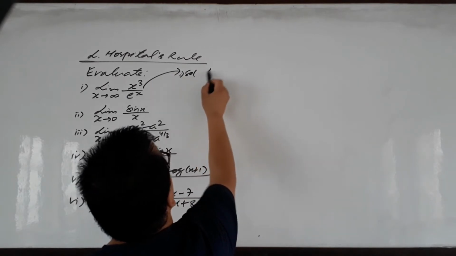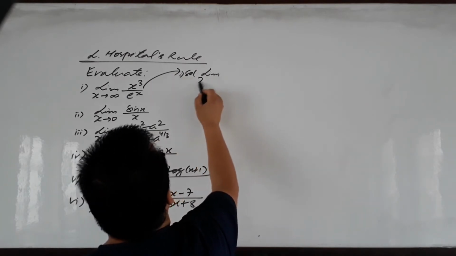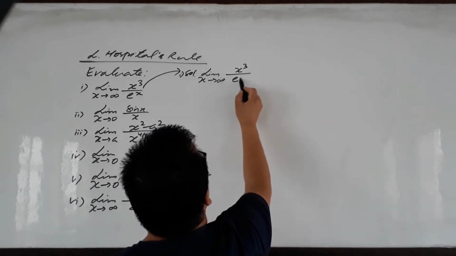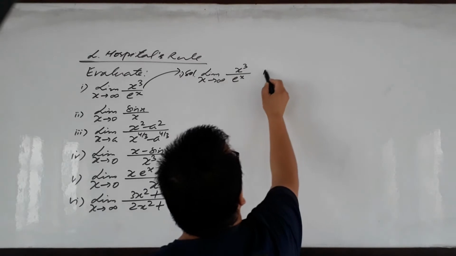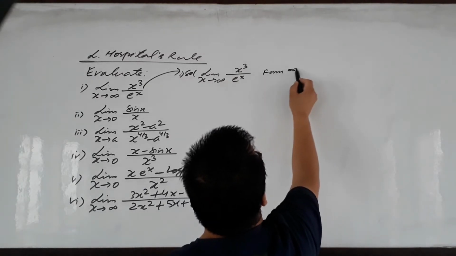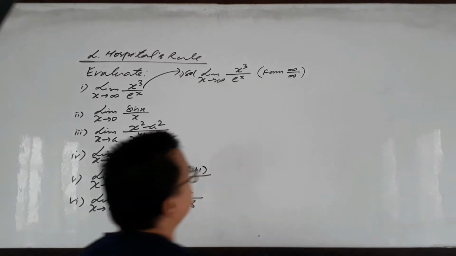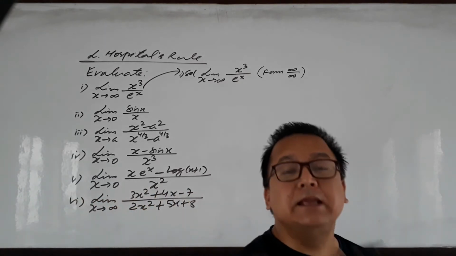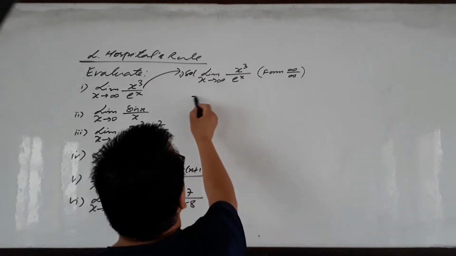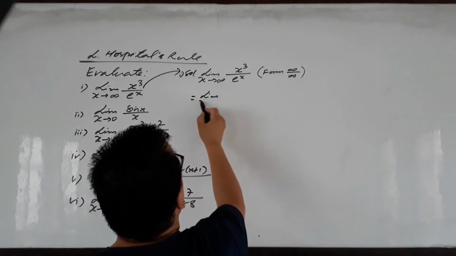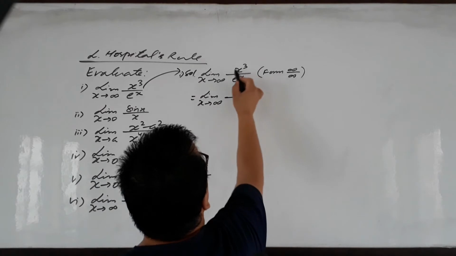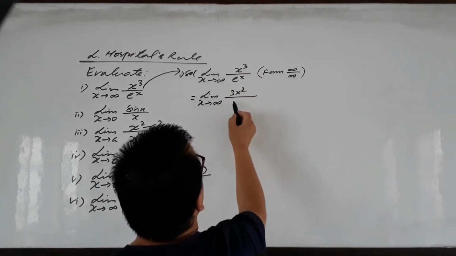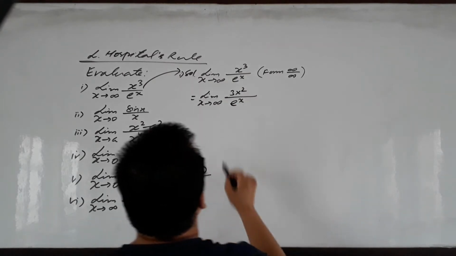Solution first. Limit as x tends to infinity of x cube over e^x. As you know, this one is in the form of infinity upon infinity. In case of infinity upon infinity, we can use L'Hospital's rule. So according to L'Hospital's rule, we need to find the derivative of this. Derivative of x cube means 3x square. Derivative of e^x means simply e^x, right?